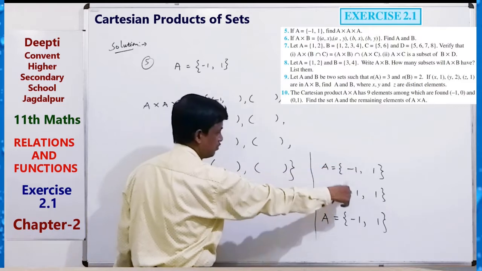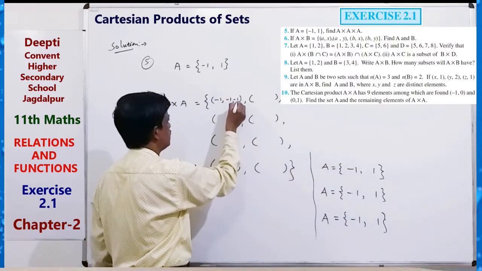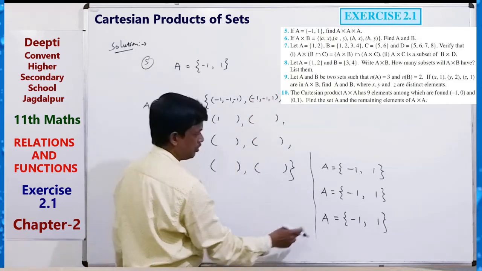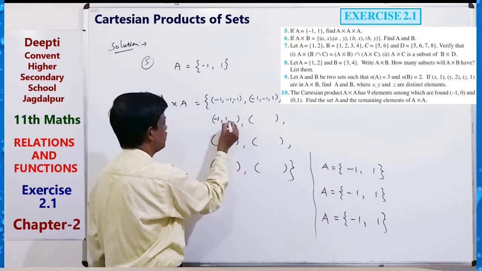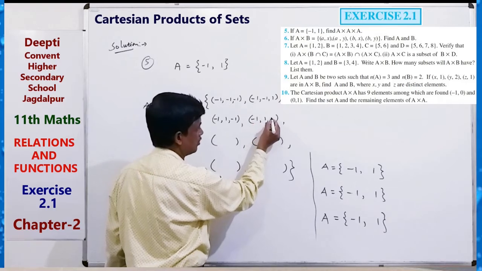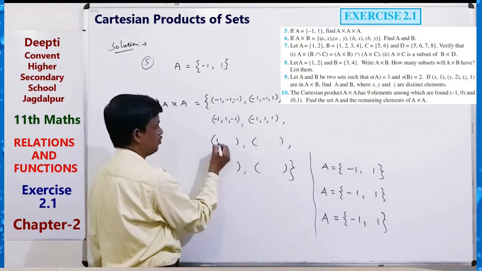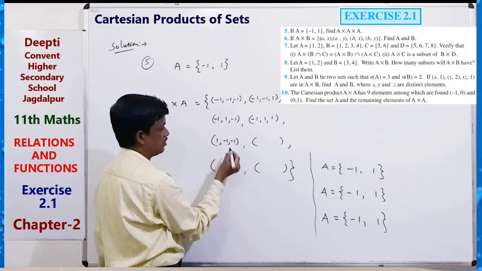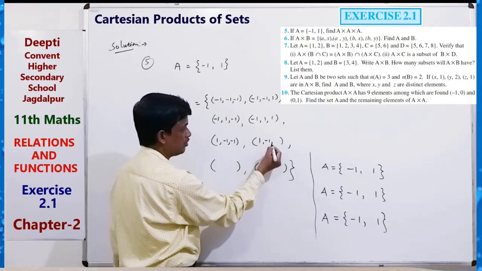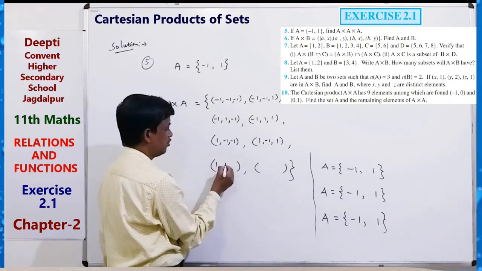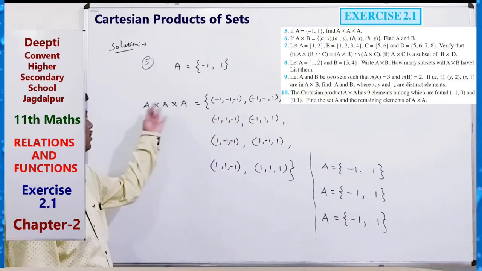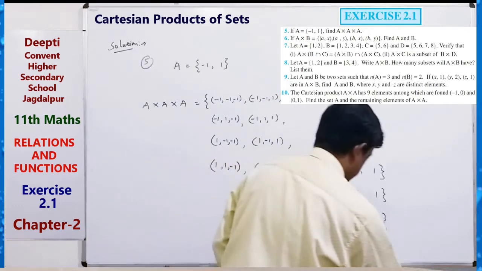Minus 1, minus 1, minus 1. Minus 1, minus 1, 1. Minus 1, 1, minus 1. Minus 1, 1, 1. Similarly, 1, minus 1, minus 1. 1, minus 1, 1. And then 1, 1, minus 1. 1, 1, 1. These are 8 elements of this. Okay?